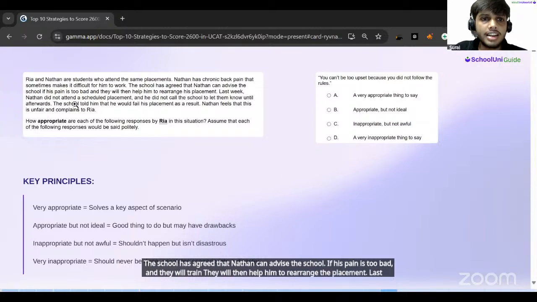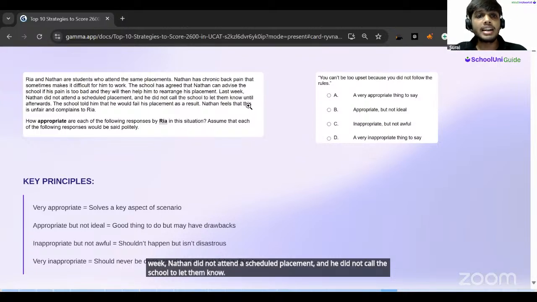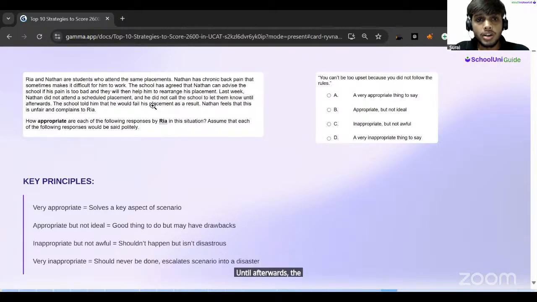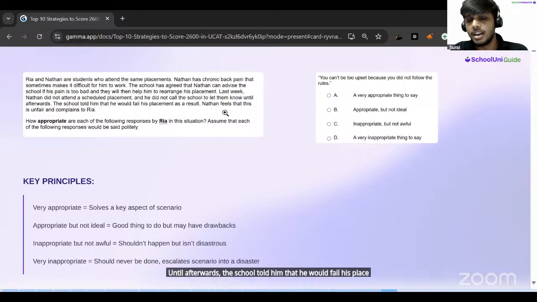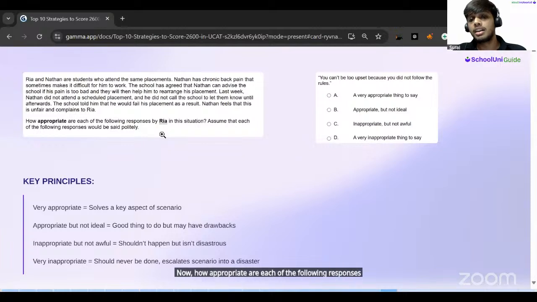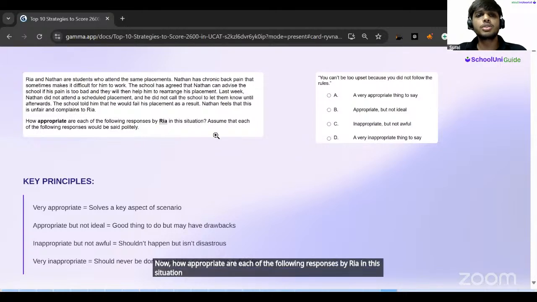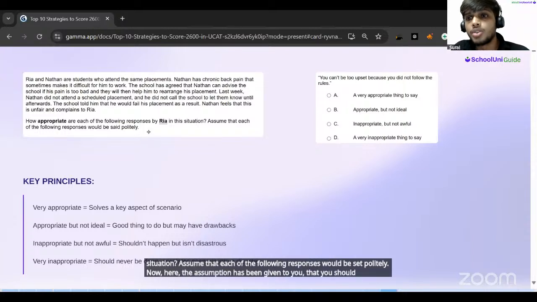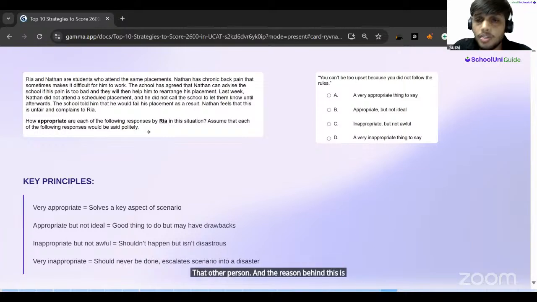Last week, Nathan did not attend a scheduled placement and he did not call the school to let them know until afterwards. The school told him that he would fail his placement as a result. Now, Nathan feels that it is unfair and he is complaining to Ria about it. Now, how appropriate are each of the following responses by Ria in this situation? Assume that each of the following responses would be said politely. Now, here the assumption has been given to you that you should be polite enough to talk to the other person. And the reason behind this is Ria and Nathan, both of them are colleagues.